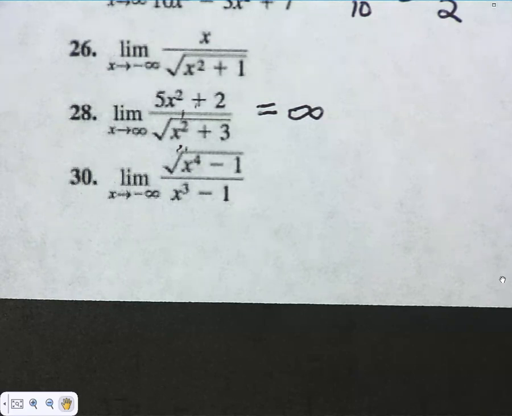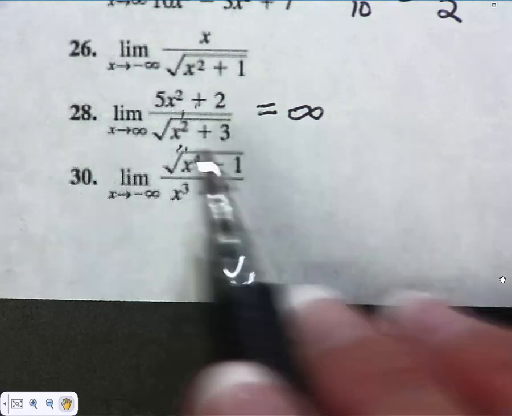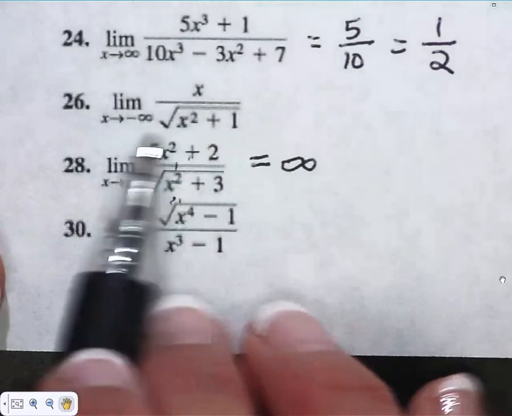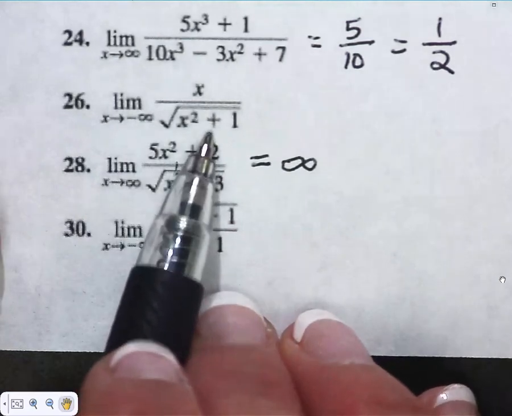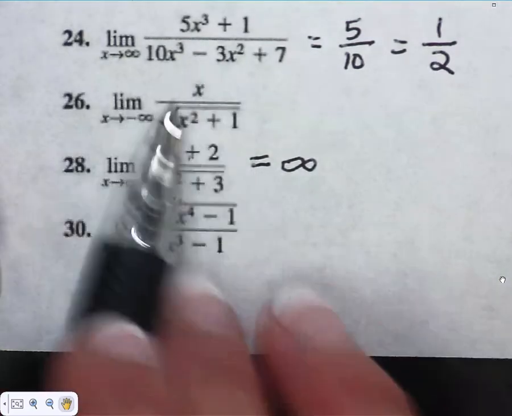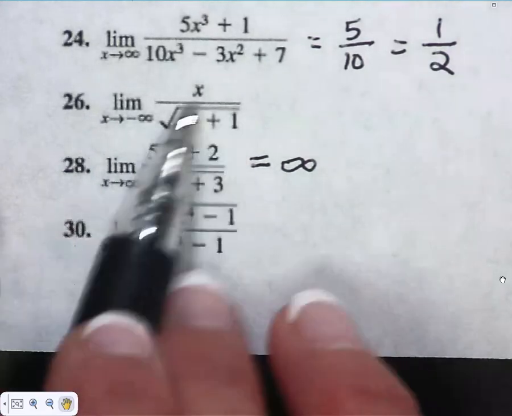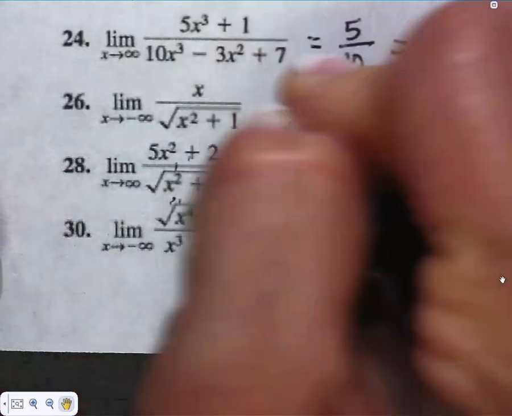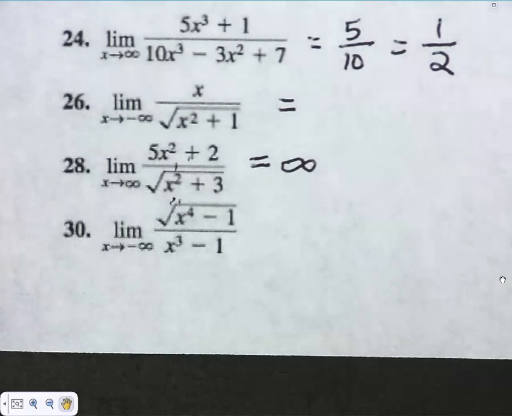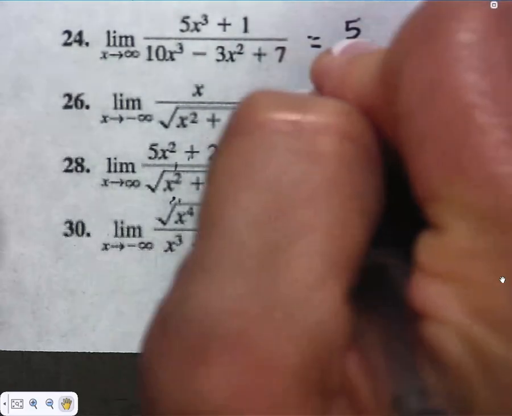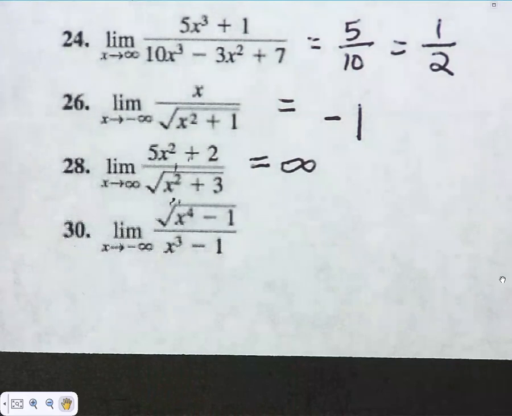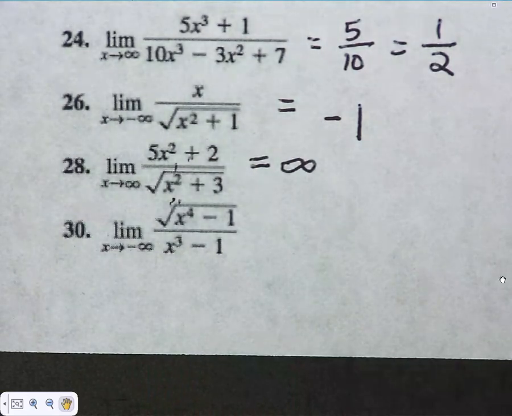But what's the sign of the denominator in that fraction? Positive. The denominator is always positive because it's the square root of something. So if you put in a hugely negative number and divide it by that same positive number, what are you going to get? Negative 1. You've got like negative a billion over positive a billion. So that limit's negative 1.